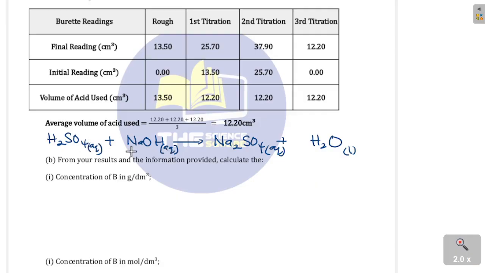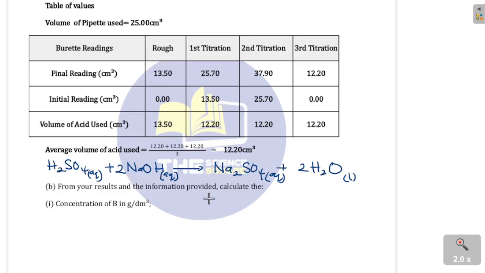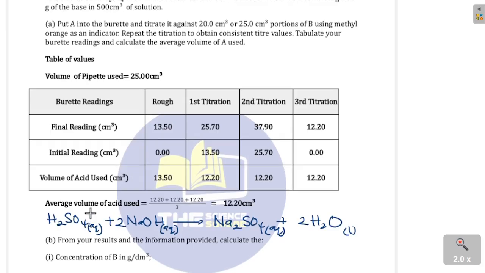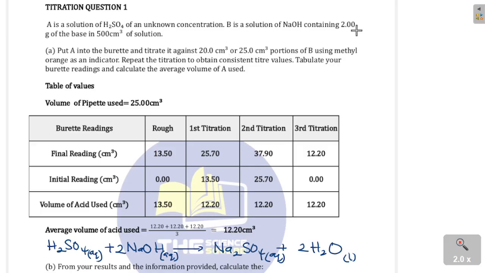Then the reaction is not balanced because we have 2 sodium here, so we put a 2 here, and we also put a 2 here to balance this. From here we can see that the reaction stoichiometric ratio is 1 mole of the acid combining with 2 moles of the base to form 1 mole of the salt and 2 moles of water. Now from the information provided, we are asked to calculate the concentration of B in grams per dm cube. From the question, B is a solution of 2.00 gram in 500 cm cube.